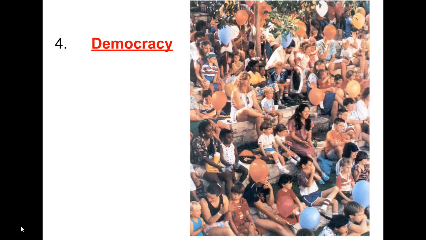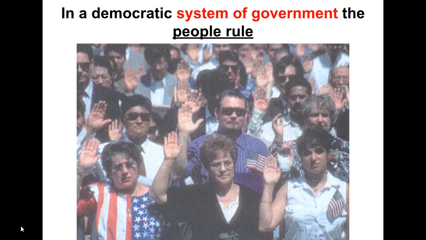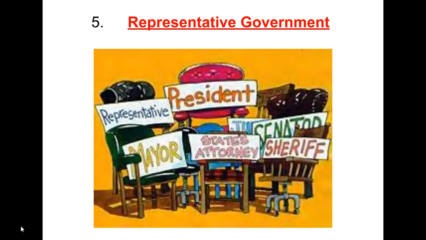Democracy is a little tricky because we're going to be talking about different types of democracy. So the definition I want you guys to write down is that it's a system of government. So in a democratic system of government, the people rule. So with democracy, in this case, we might compare it to a dictatorship in which the dictator rules, or we might compare it to a monarchy in which the king and queen rule. But in democracy, the people rule.